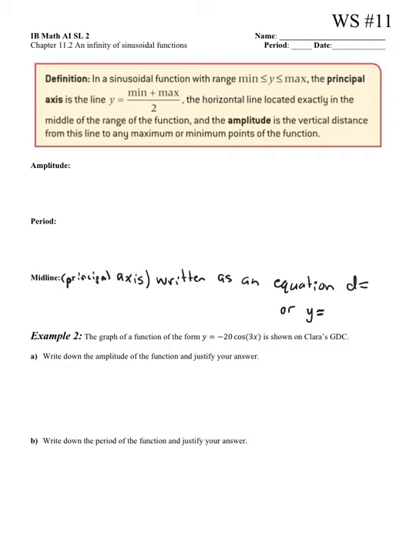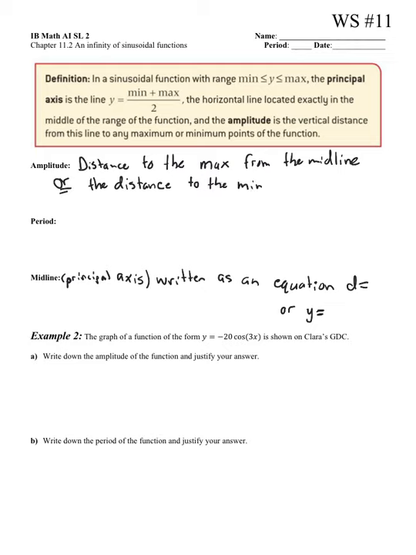So that's what the midline is. The amplitude is, we can say it one of two ways. We can say the distance to the max from the midline, or the distance to the min from the midline. All right.